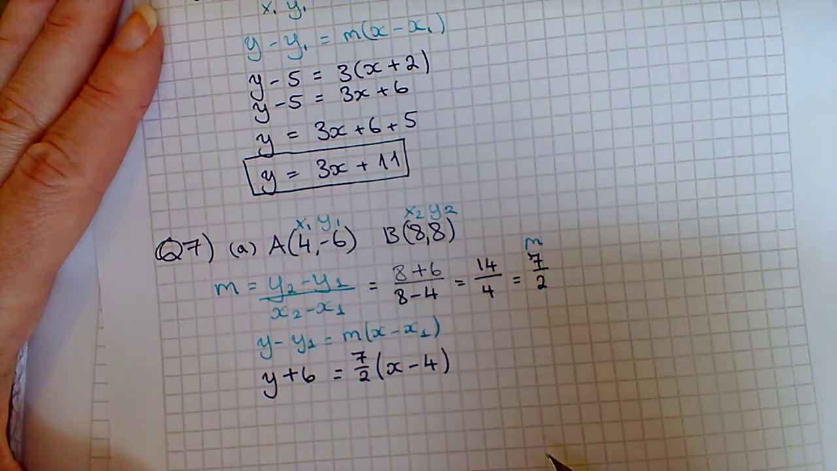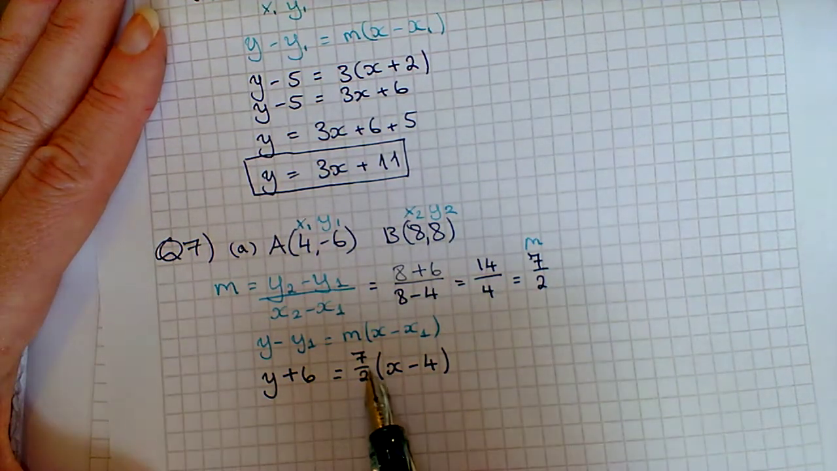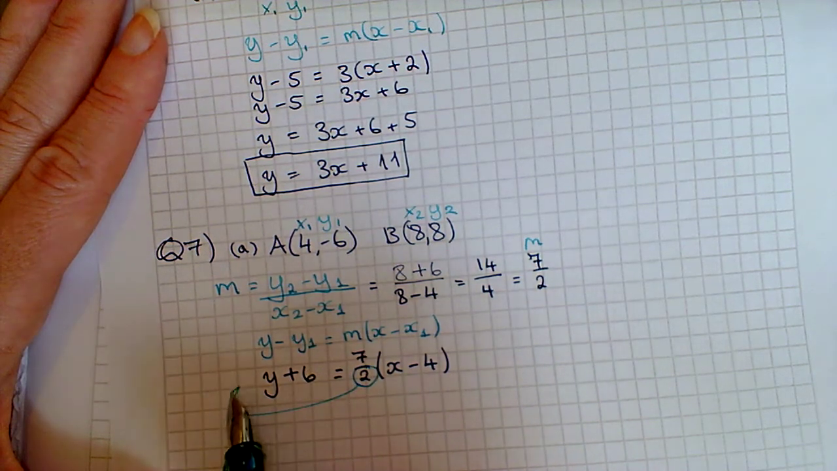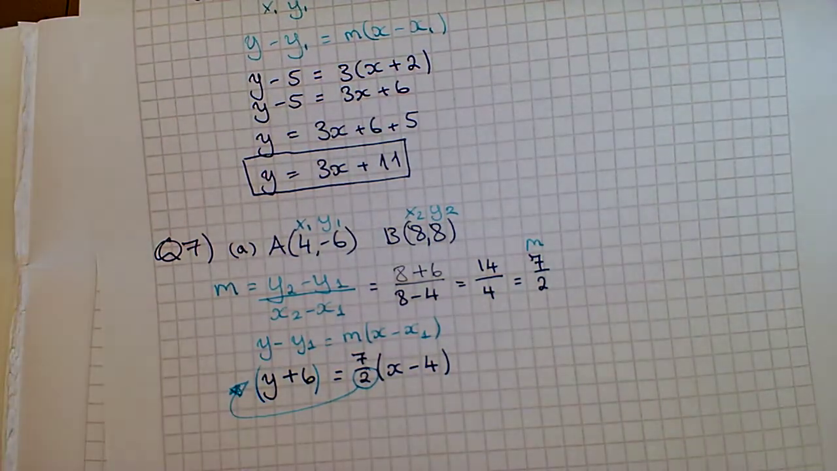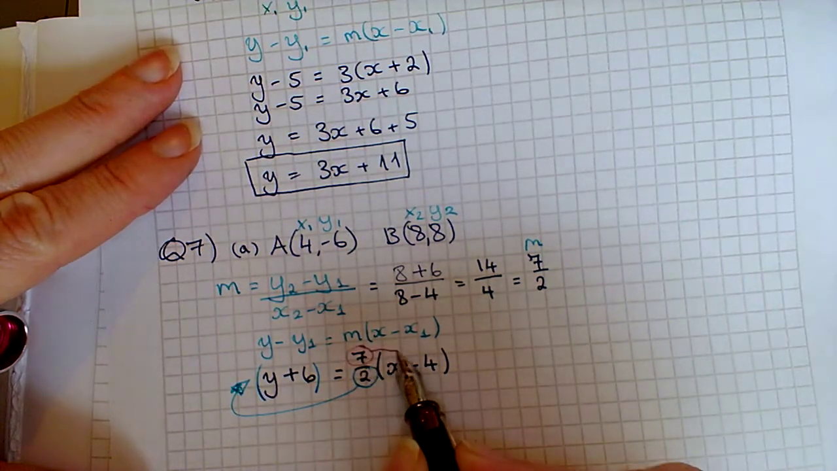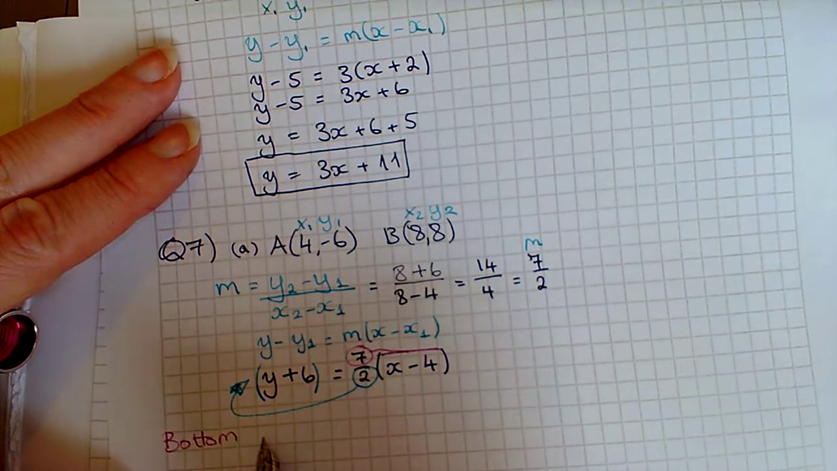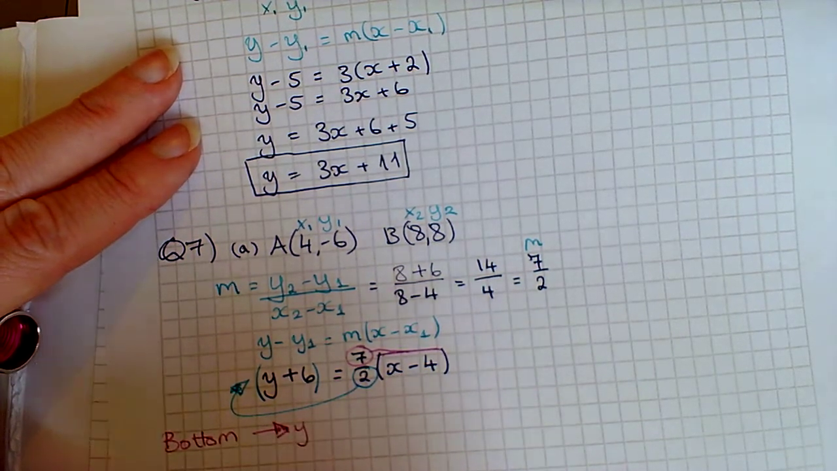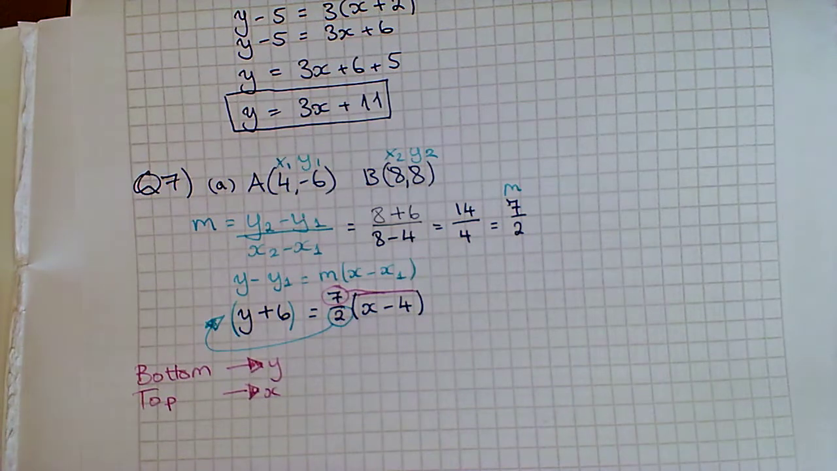Okay, the next step. I need to split up this fraction. So the bottom number, 2, will go with the y side. This is what we wrote down in our notes yesterday. And the top number, the 7, will stay with the x side. So the bottom number of the fraction will always go to the y side, and the top number of the fraction will always go to the x side. I understand that we're learning that off at the moment without maybe fully understanding it.